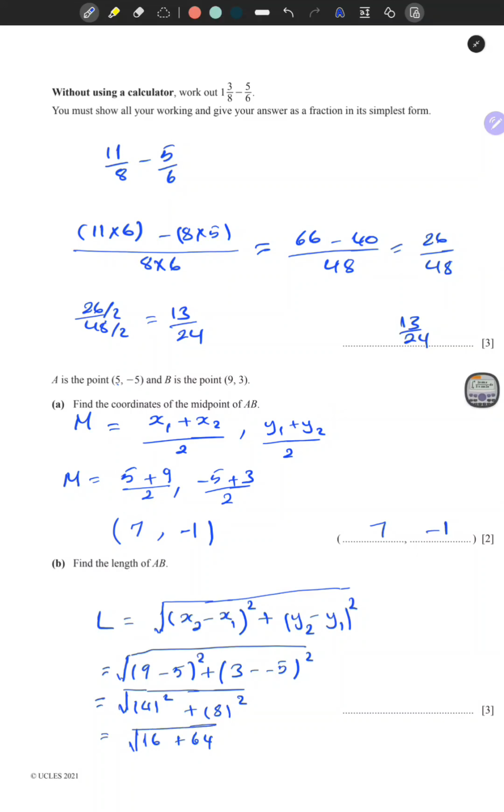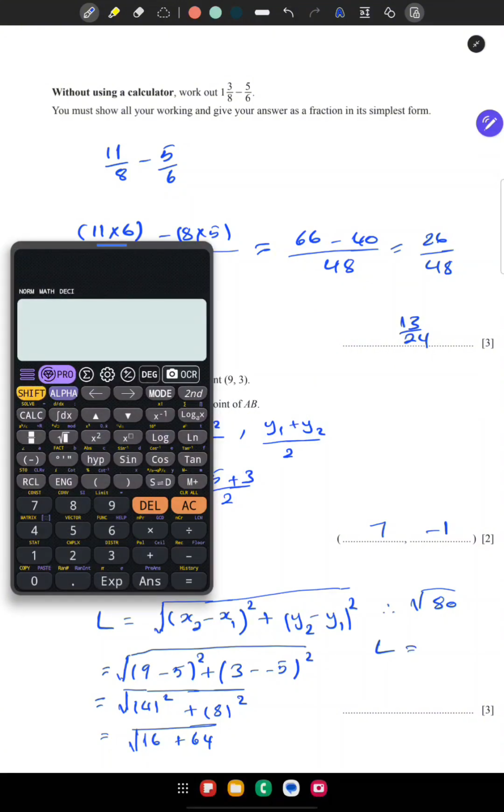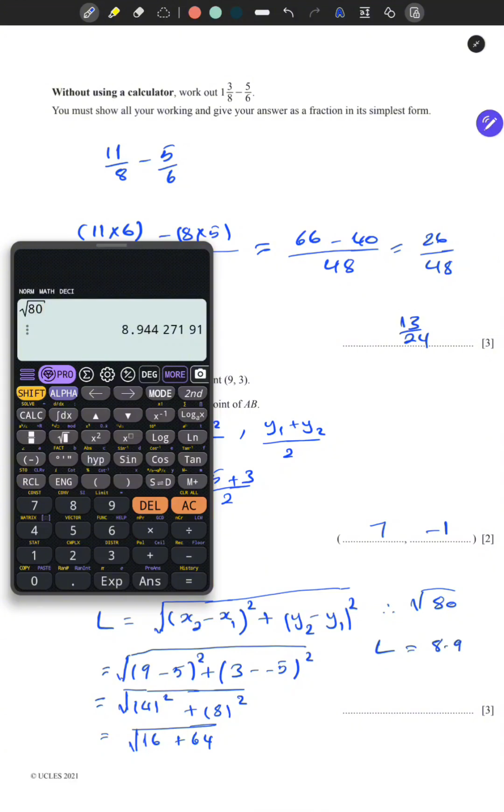So that will be the square root of 16 plus 64, which equals 80. Okay, so let's see, L equals what? Square root of 80 equals 8.94. So my final answer here is 8.94.